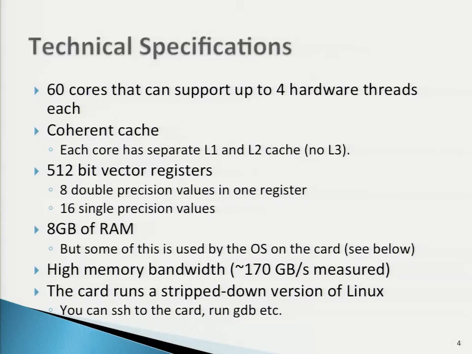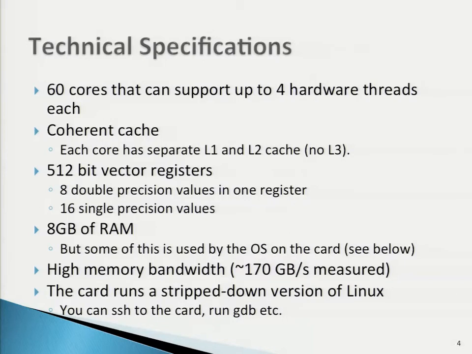It has 512-bit vector registers. Now this is very important because SSE instructions had 128-bit, so you could fit 2 doubles in a single vector register. Sandy Bridge and Ivy Bridge will have 256-bit vector registers, so you can fit 4 doubles.